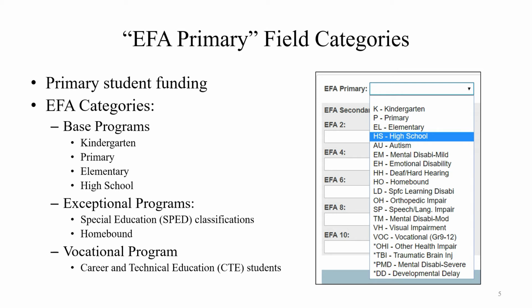the drop-down list. The values for this field fall into 3 different categories: base programs, which include kindergarten, primary, elementary, and high school students; exceptional programs, which designates if the students are receiving special education services per the student's individual education plan, or IEP, or if the student is receiving medical homebound instruction; and vocational program, which identifies the students taking specific courses offered through the Career and Technology Office.